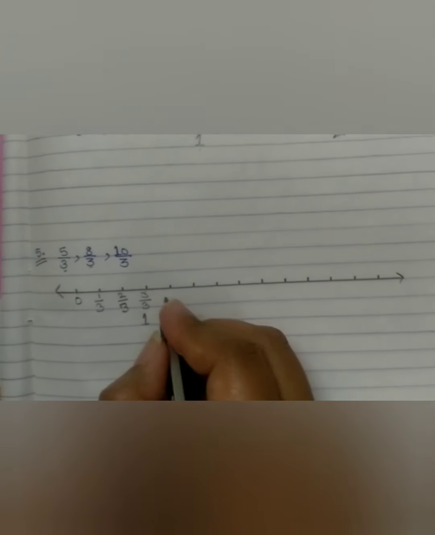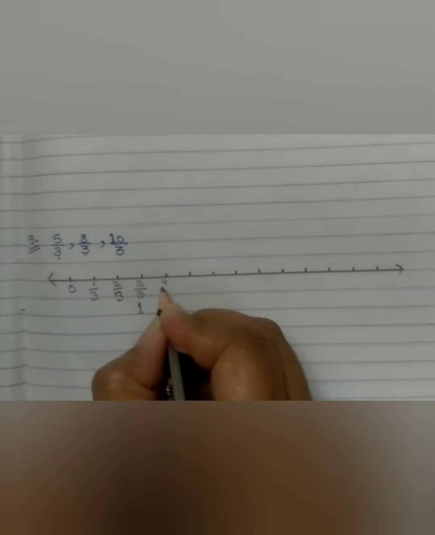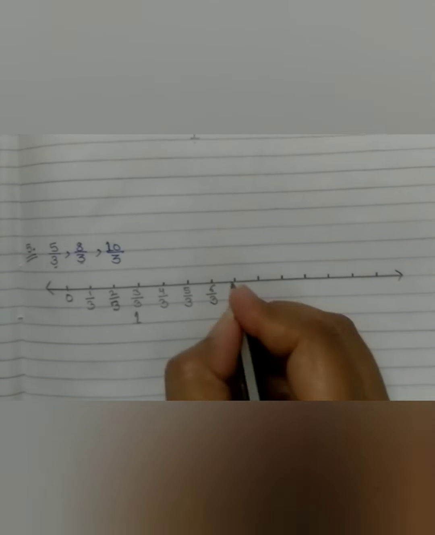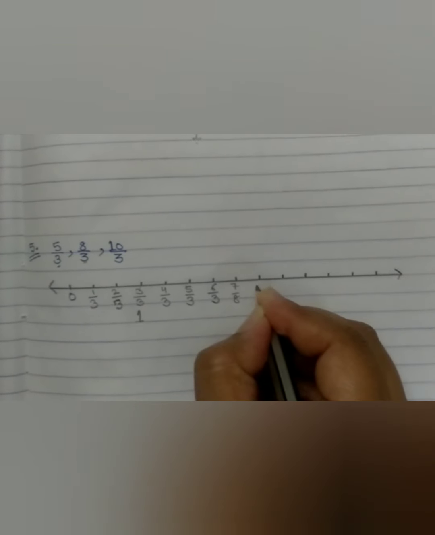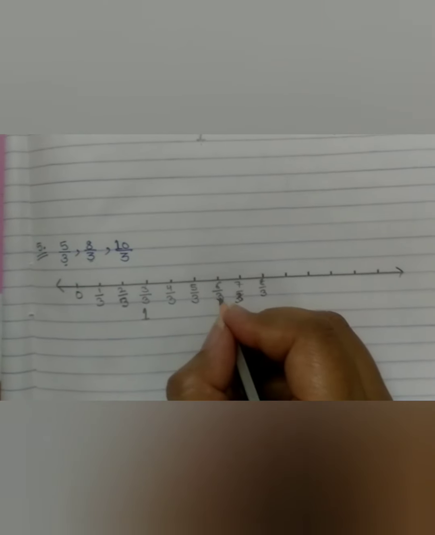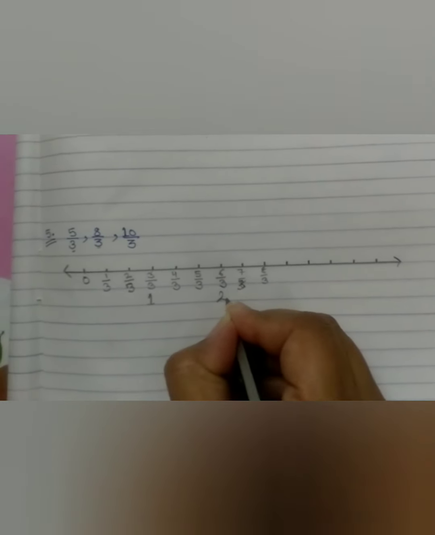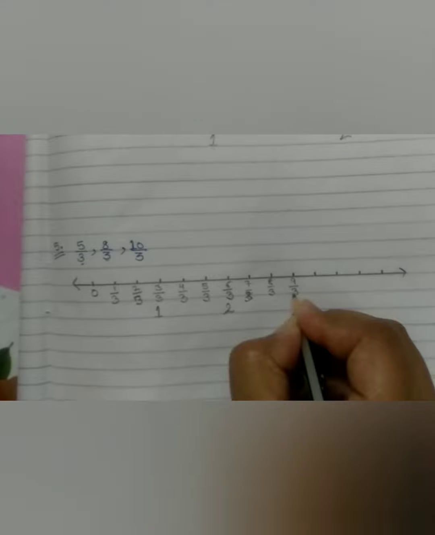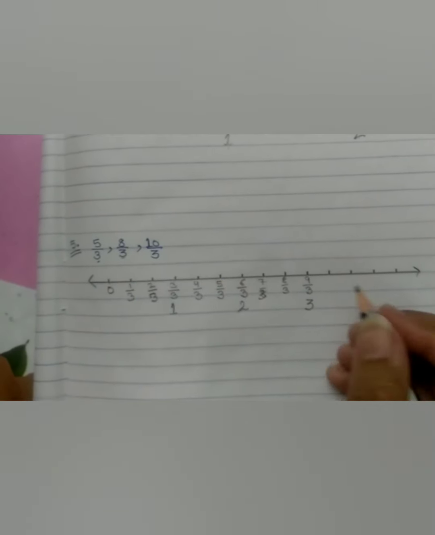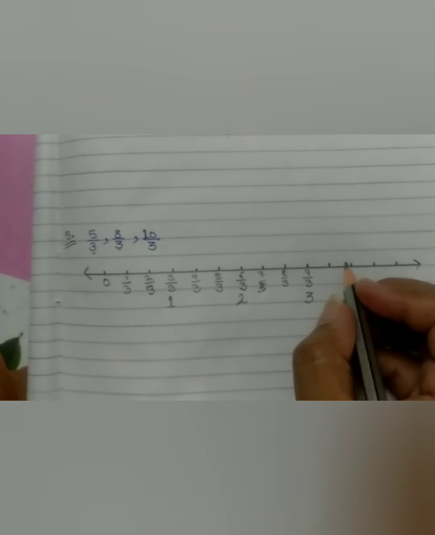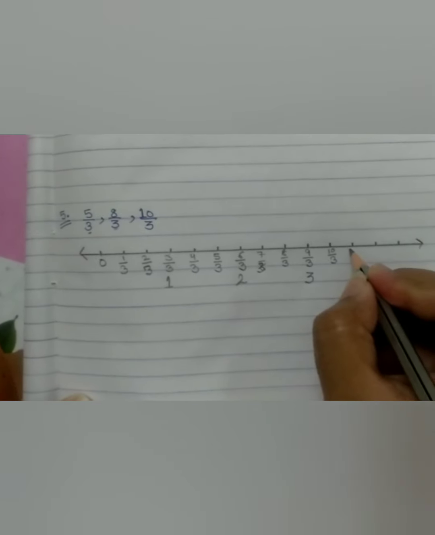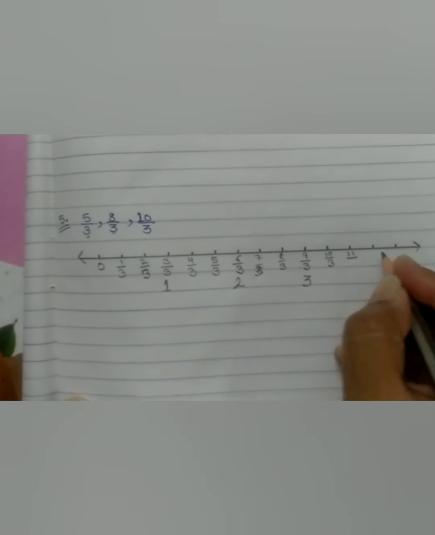So again you can notice that the distance between 0 and 1 is automatically divided into 3 equal parts. Then 4 by 3, 5 by 3, 6 by 3, 7 by 3, 8 by 3. 6 by 3, what will it become? It was 2. Then 9 by 3, what will it become? It is 3. And we have to go till 10 by 3. So we will go further also now, right? This is 10 by 3. Then we have to go till the next whole number.